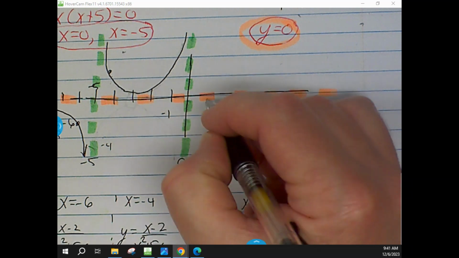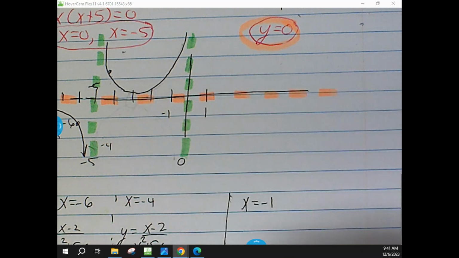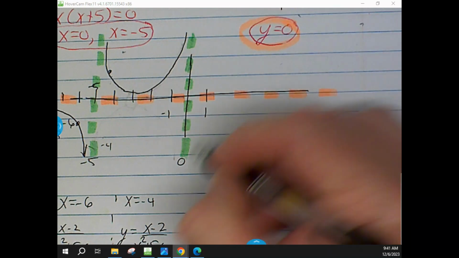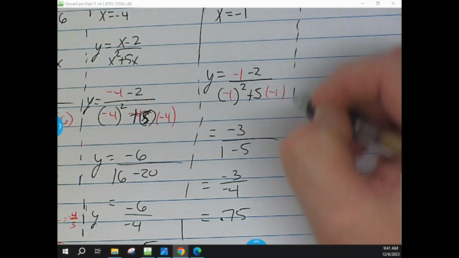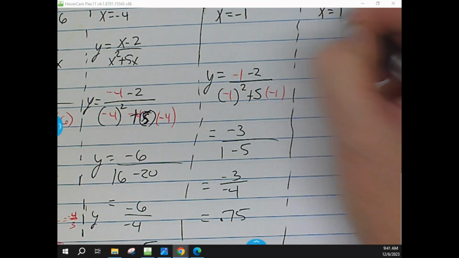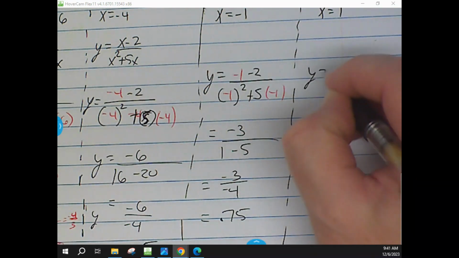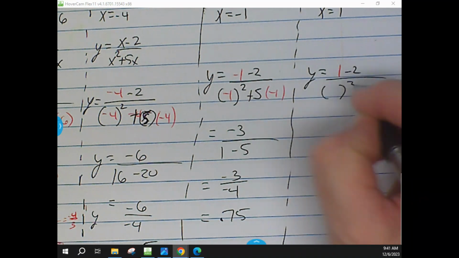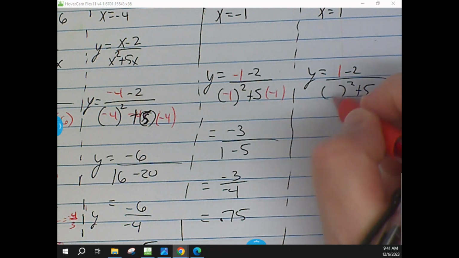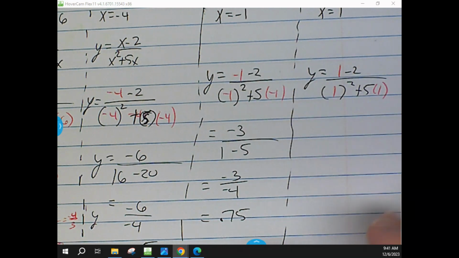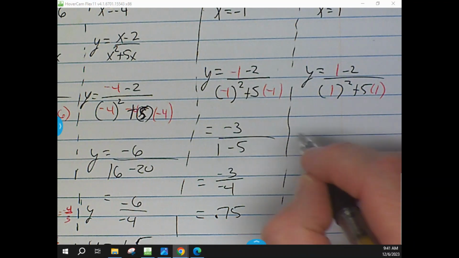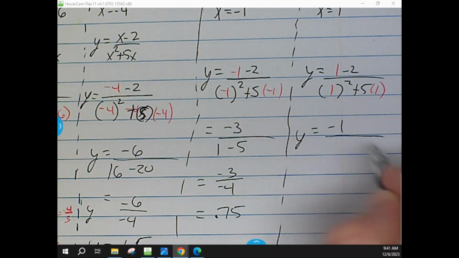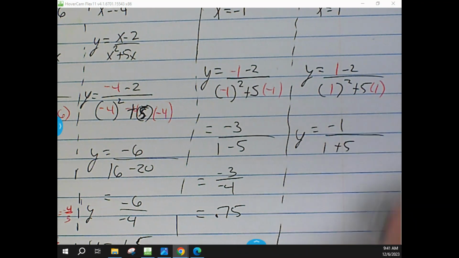Okay, and then finally, we get one more point. Let's plug in 1 and see what happens, because it's either going to be up here or down here. We just need to know where that number is going to go if we plug in x equals 1. So it's y equals 1 minus 2 over 1 squared plus 5 times 1. That's -1 over 1 plus 5, that's -1/6.